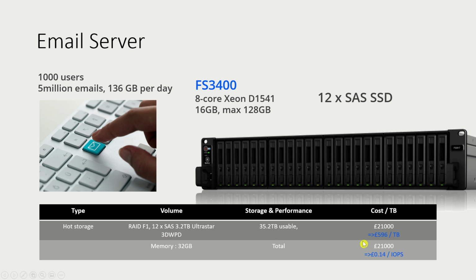And you can see here the cost per terabyte, again, not that impressive, 600 pounds per terabyte, but with an overall solution cost of 21,000, that means that you're on a quite impressive 0.14 pounds per IOPS, and that is really what you need to bear in mind on what you're trying to optimize here.